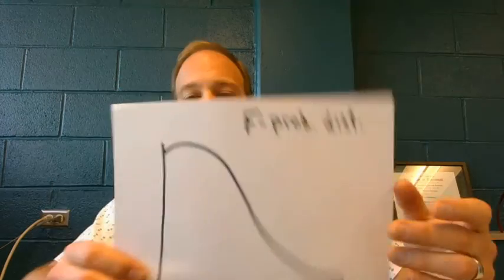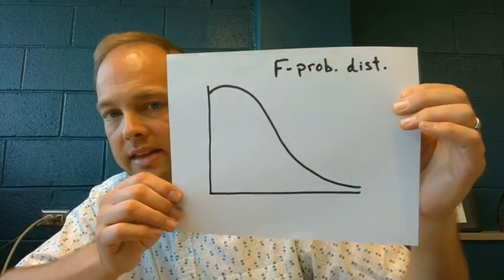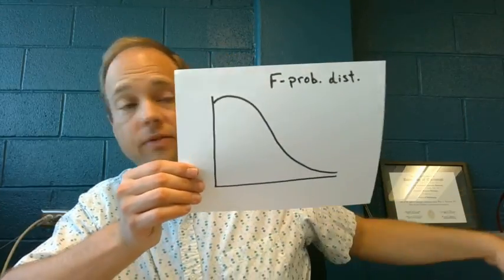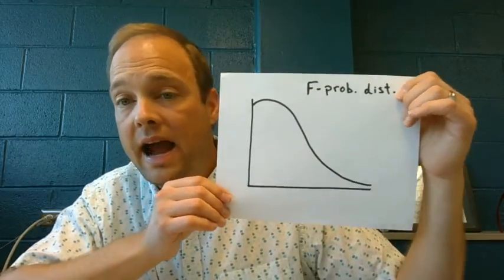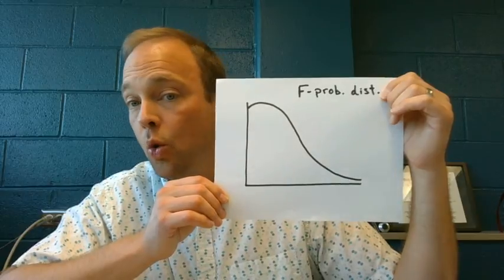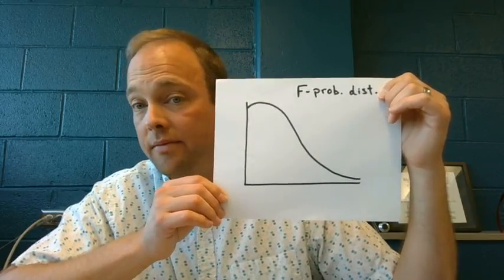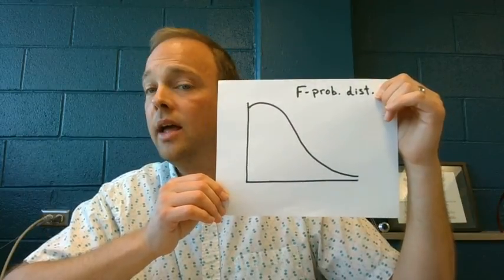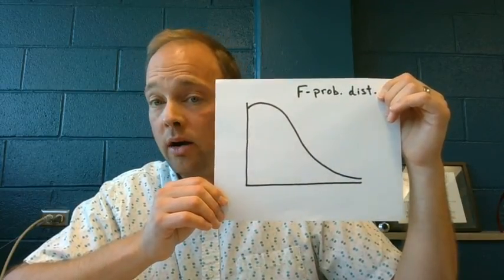The F probability distribution looks quite different. Here it is. This is what it looks like, the F probability distribution. If you're thinking to yourself, wow, that kind of looks like the right half of the T probability distribution, or that kind of looks like the right half of the Z, the normal, the completely, perfectly normal probability distribution, if you thought of that, you are correct.